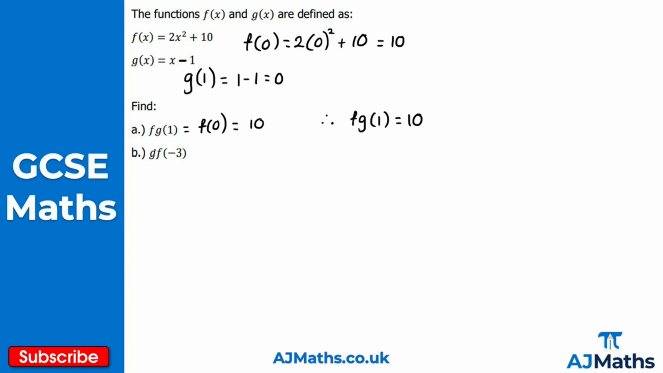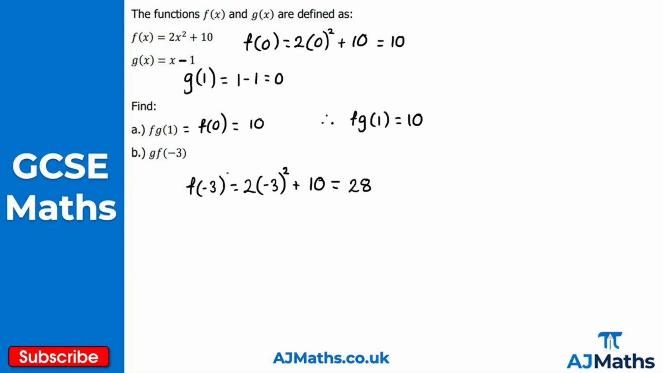For part B now, we're looking to find gf of minus 3. So what I need to do here is substitute minus 3 into f of x. So f of minus 3, that's going to be 2 lots of minus 3 squared plus 10. So what am I going to get here? Minus 3 squared is 9, so positive 9 there, just be careful with your signs. We then times it by 2, so 9 times 2 is 18, plus 10 gives me 28.